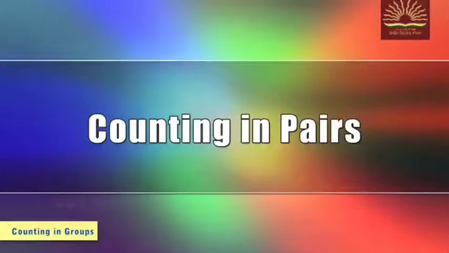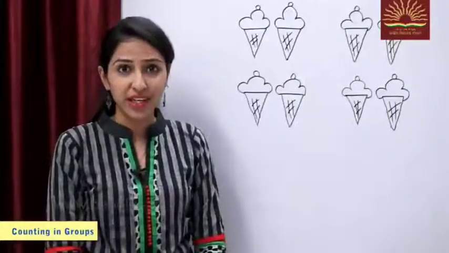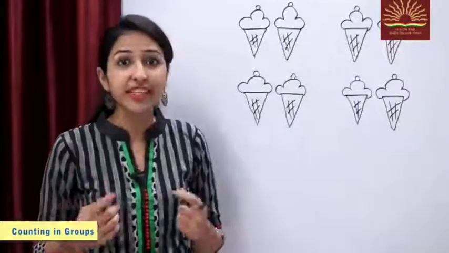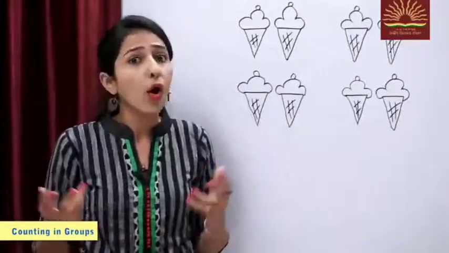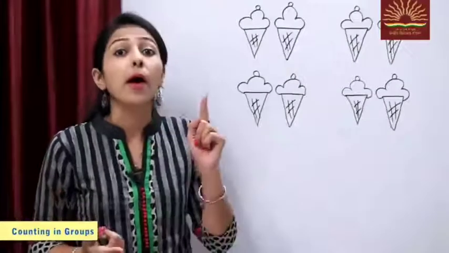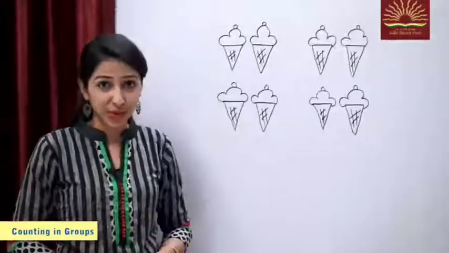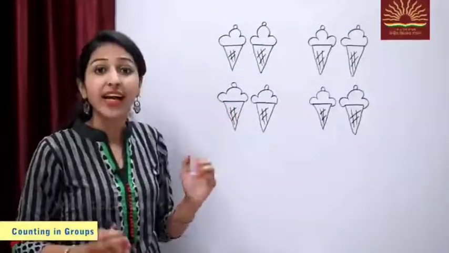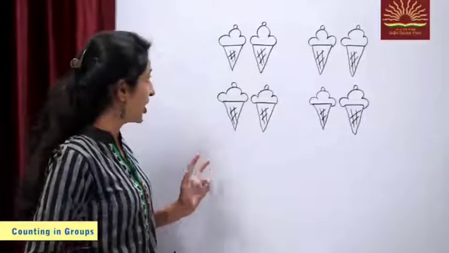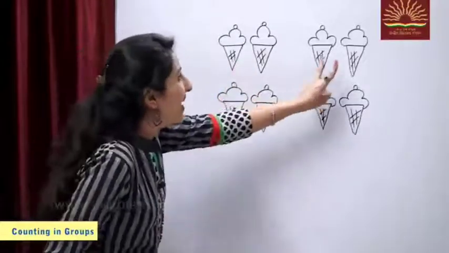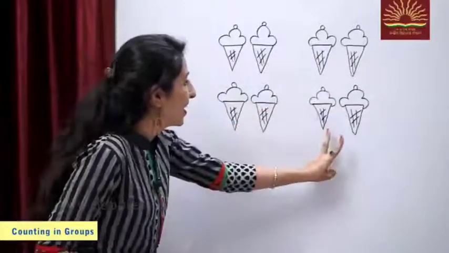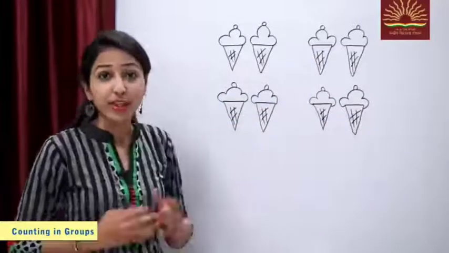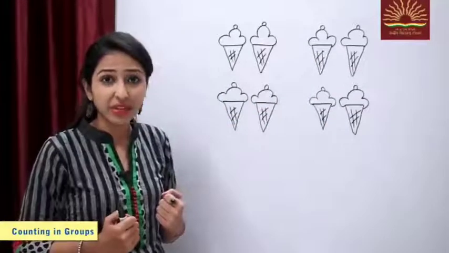Counting in pairs. Now we are going to learn how to count objects in pairs. What is a pair? A pair is a group of 2 objects. Students, there are some ice creams on the board. These ice creams are arranged in pairs. Let us count total number of ice creams.